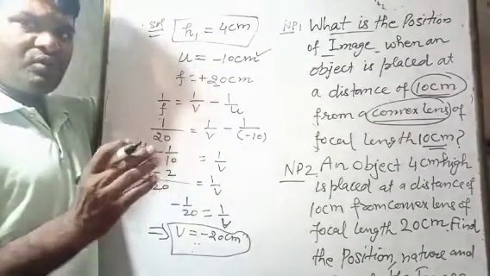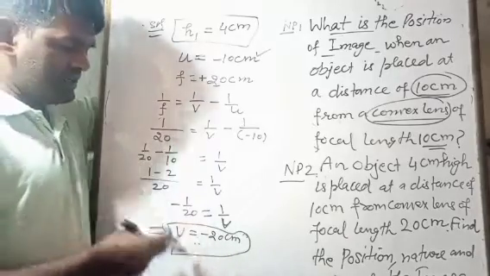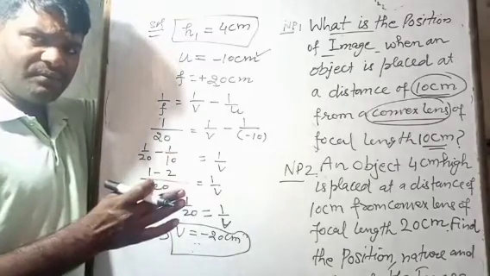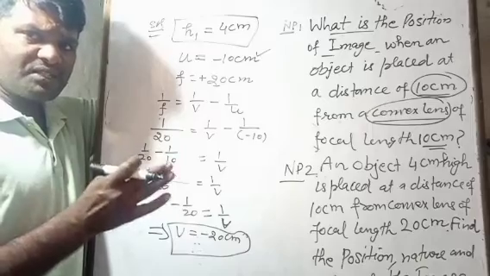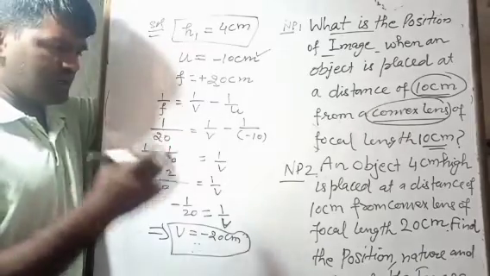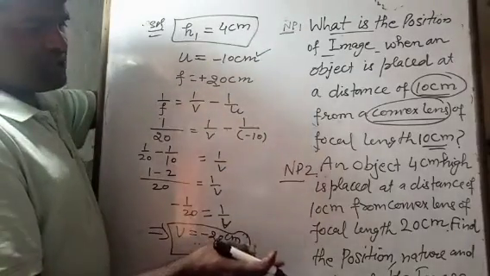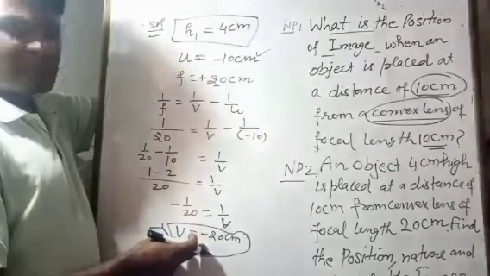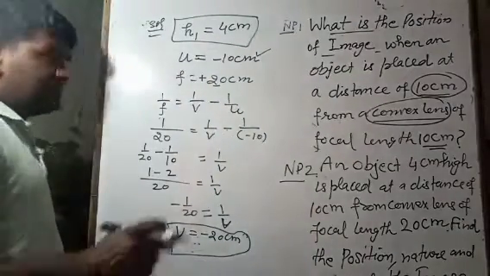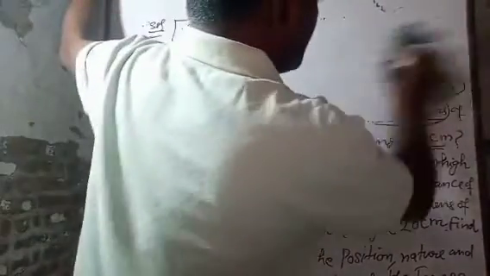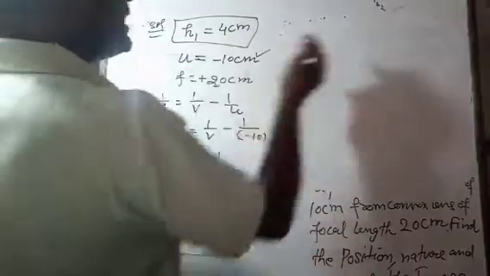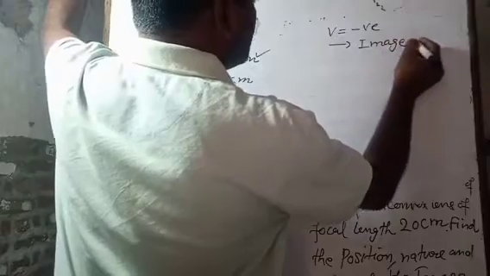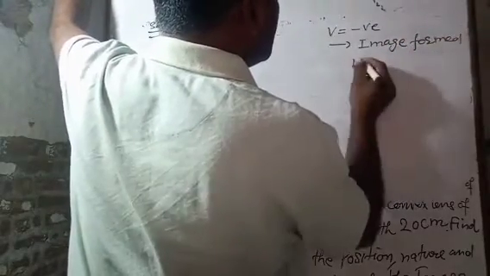It is the case of convex lens. What are the outcomes of this numerical? First, dear student, we have learned that if V is negative, it suggests that image formed is virtual. We have to tell about the nature of image. So V equal to -20 suggests that image formed is virtual.